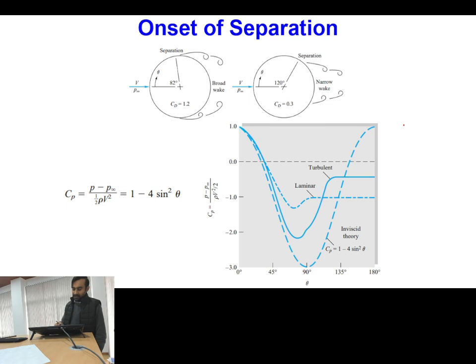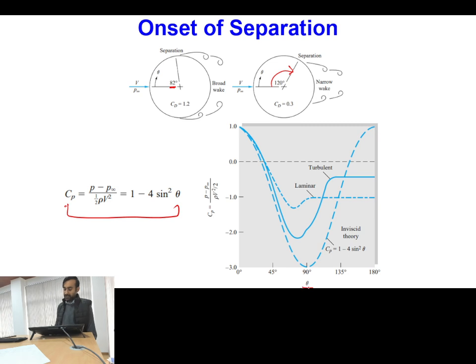So this is something regarding the onset of separation point. So you can see in case of laminar flow, this separation comes close to angle of 82 degrees. But when flow becomes turbulent, then again separation point shifts towards the larger angles of close to 120. Is this point clear?